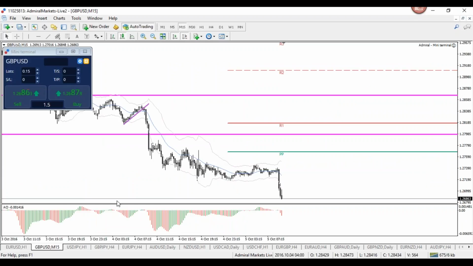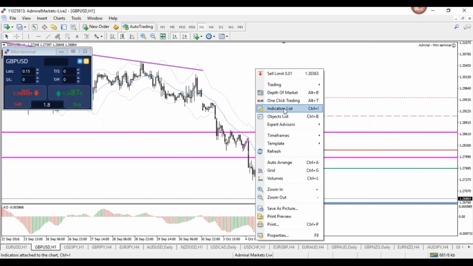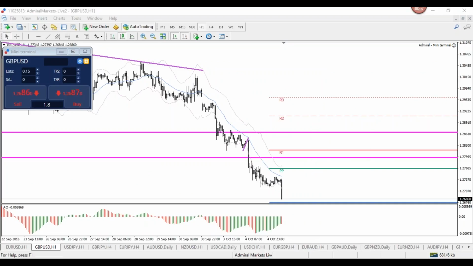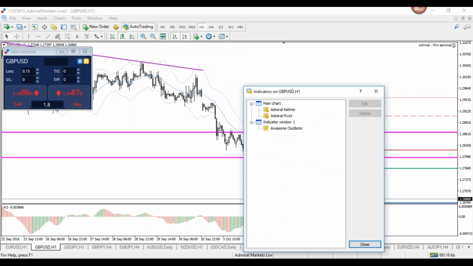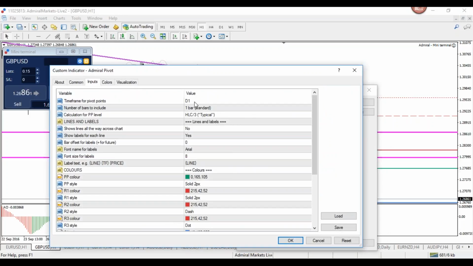Alrighty, pound USD. Next on the list, let me quickly check these pivot points, if they're daily or weekly. These are daily. Let me quickly make them weekly.